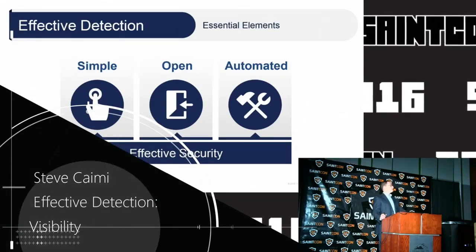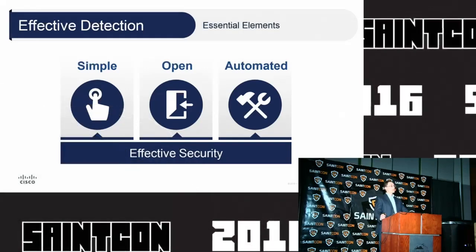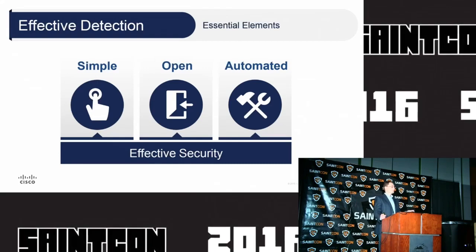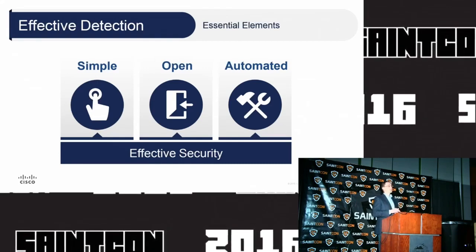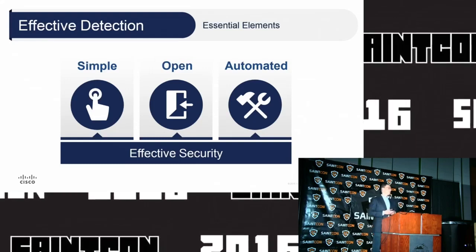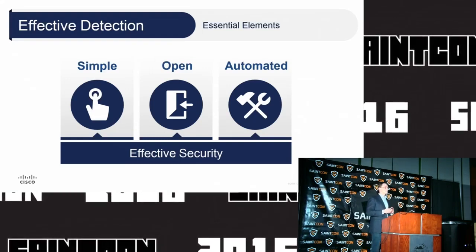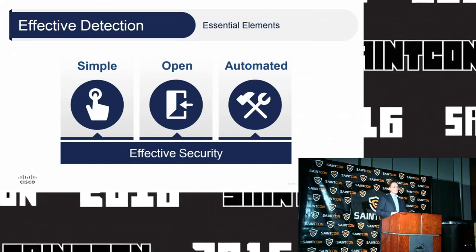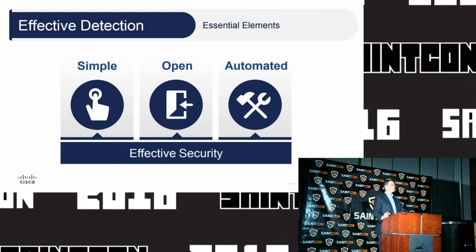So a second aspect of this is openness. And what we mean by that is, first of all, leveraging things like open application programming interfaces. These things have to be able to integrate, and you're never going to have a single-vendor environment. And even if you did, all those technologies may not necessarily integrate. So leveraging things like open standards, open APIs, and so forth is a key aspect of effective security.